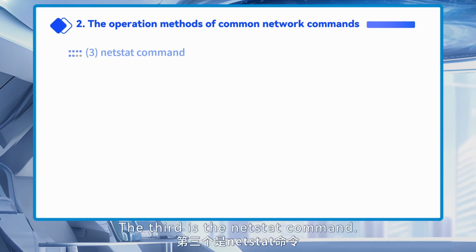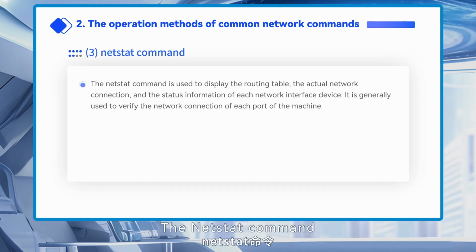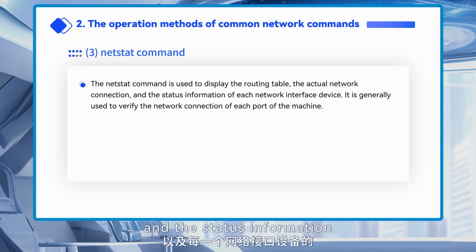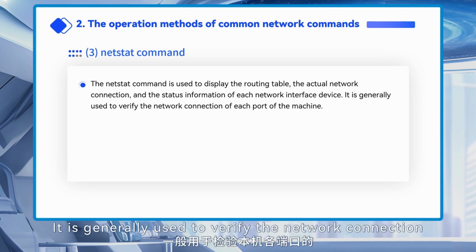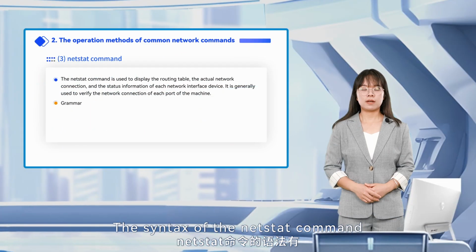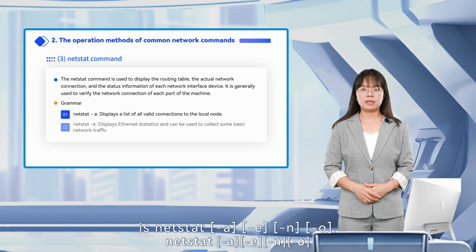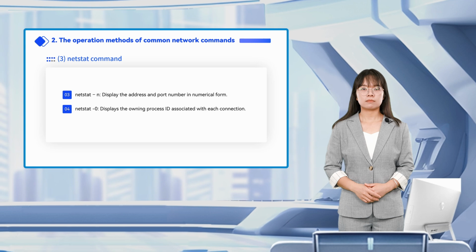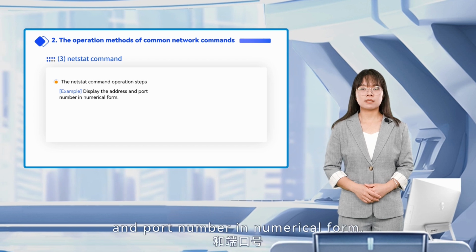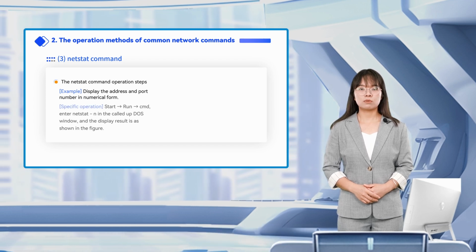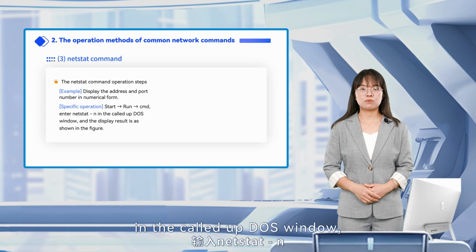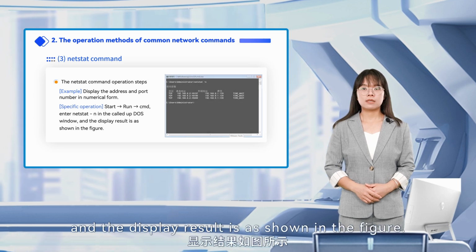The third is the netstat command. The netstat command is used to display the routing table, the actual network connection, and the status information of each network interface device. It is generally used to verify the network connection of each port of the machine. The syntax of the netstat command is netstat -a -e -n -o. The netstat command operation steps. Example: display the address and port number in numerical form. Specific operation: start, run, CMD, enter netstat -n in the called up DOS window, and the display result is as shown in the figure.